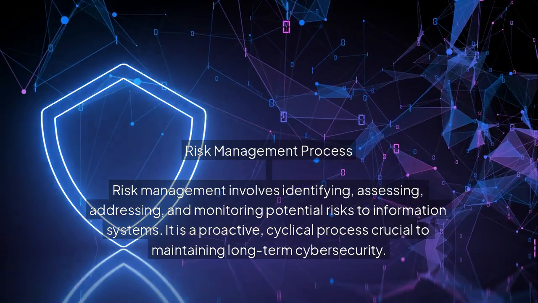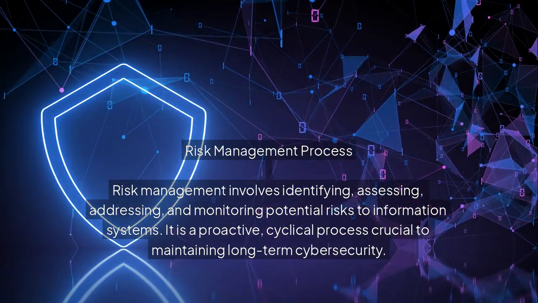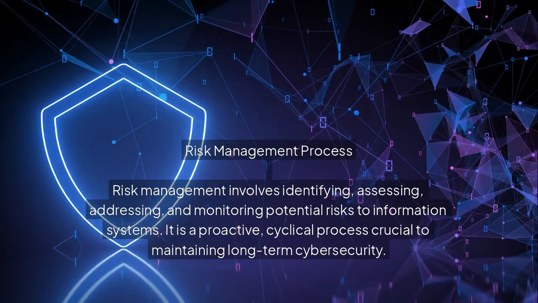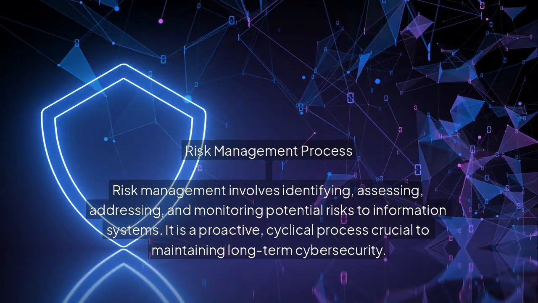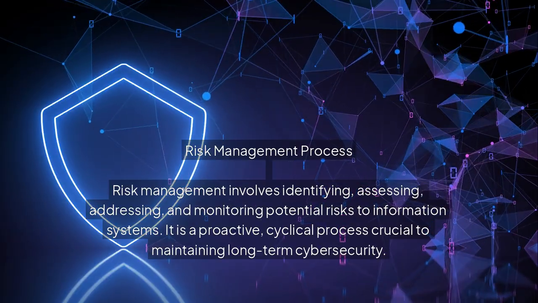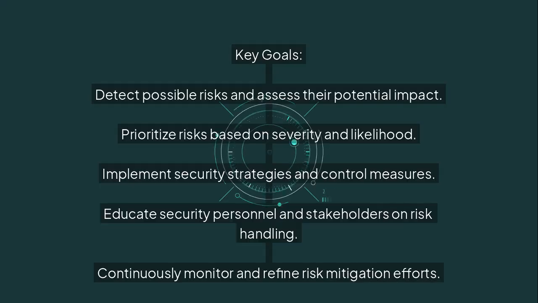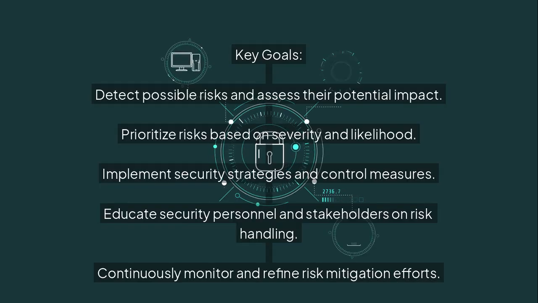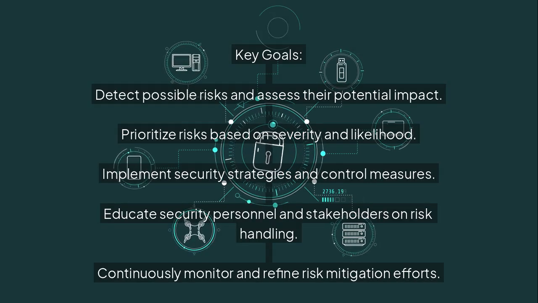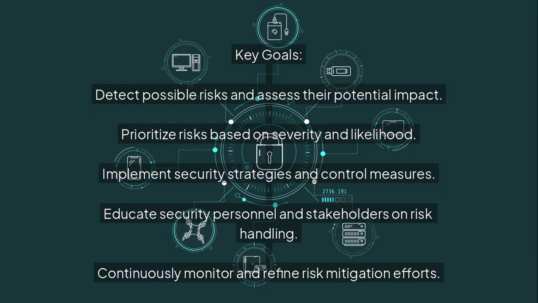Risk management process. Risk management involves identifying, assessing, addressing, and monitoring potential risks to information systems. It is a proactive, cyclical process crucial to maintaining long-term cybersecurity. Key goals: detect possible risks and assess their potential impact. Prioritize risks based on severity and likelihood. Implement security strategies and control measures. Educate security personnel and stakeholders on risk handling. Continuously monitor and refine risk mitigation efforts.